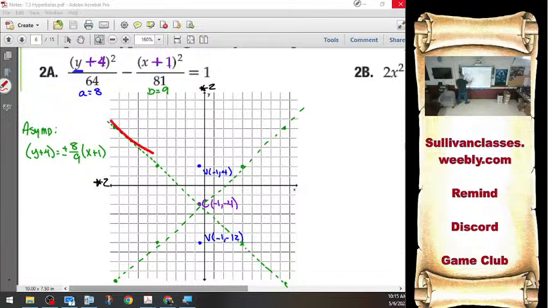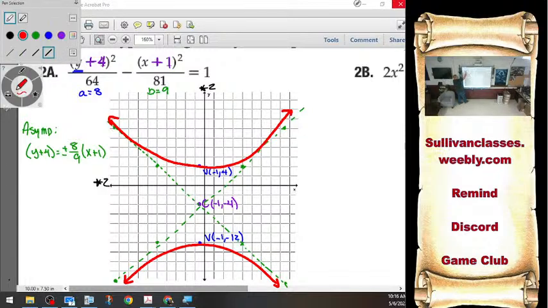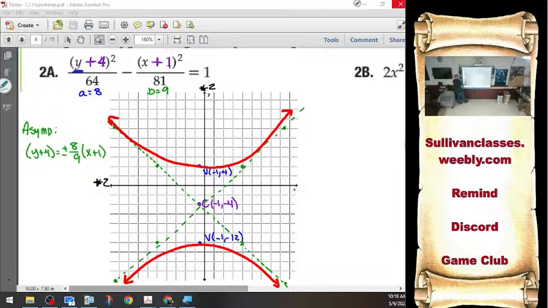If I have enough for my asymptotes and I already have my vertices, then I can make my hyperbola. Whoa, we're almost there. What are we missing? Foci. So C for a hyperbola is the square root of a squared plus b squared, which is the square root of 145, which, if I remember correctly, does not reduce down.